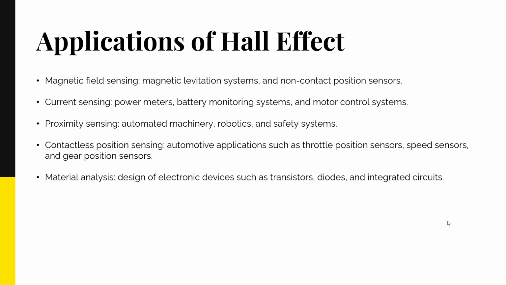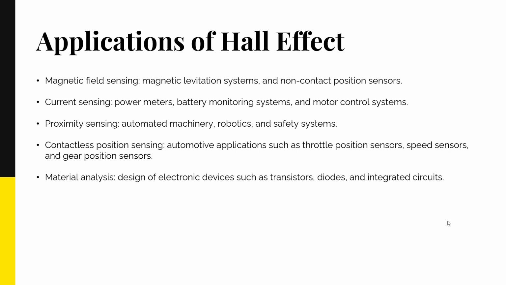The Hall effect is used in proximity sensors, which are used to detect the presence or absence of a nearby object. These Hall effect sensors are commonly used in industrial applications such as automated machinery, robotics, safety systems, etc. Fourth, position sensing. The Hall effect can be used to detect the position of a moving object without physical contact. These sensors are used in automotive applications such as throttle position sensors, speed sensors, gear position sensors, etc.